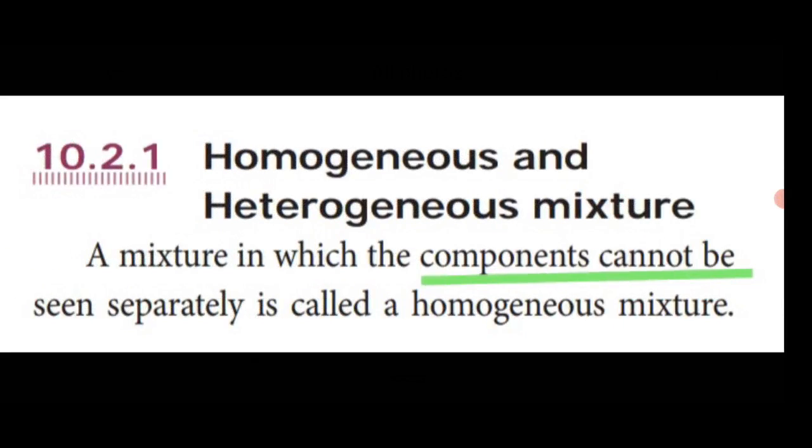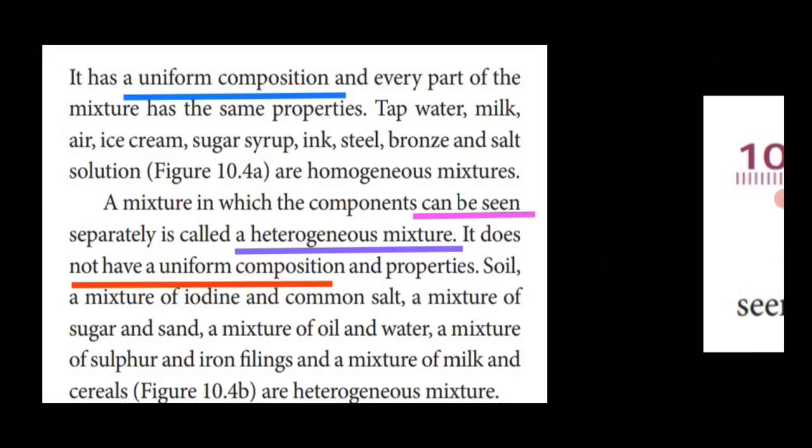What is a homogeneous mixture? A mixture in which the components cannot be seen separately is called a homogeneous mixture. The particles are not seen separately. That mixture is called a homogeneous mixture.